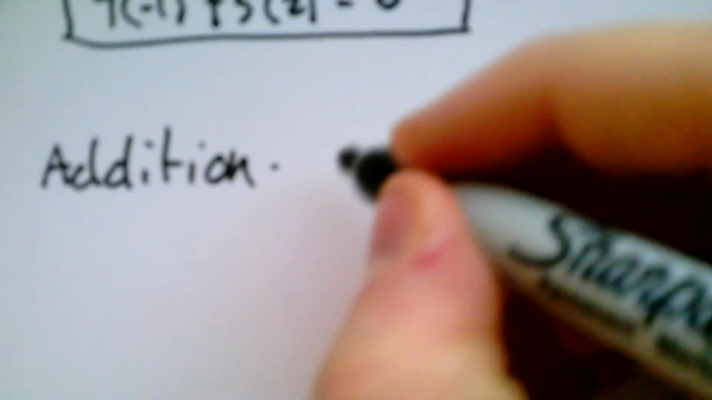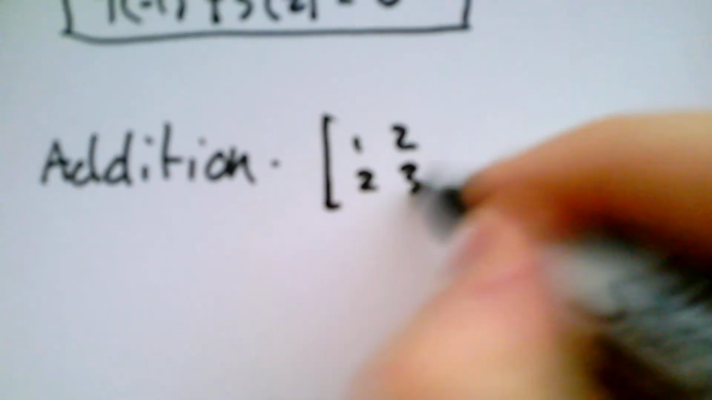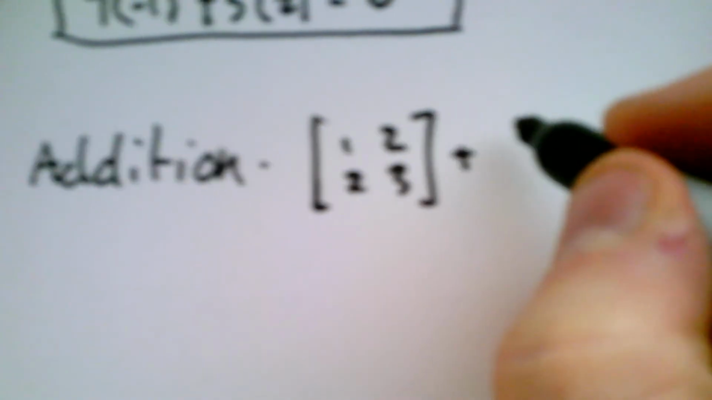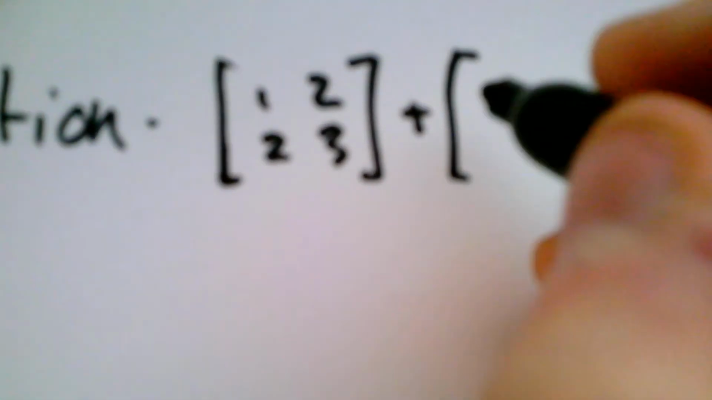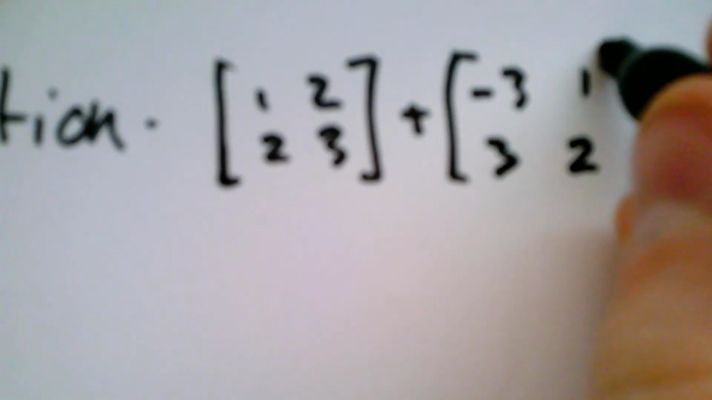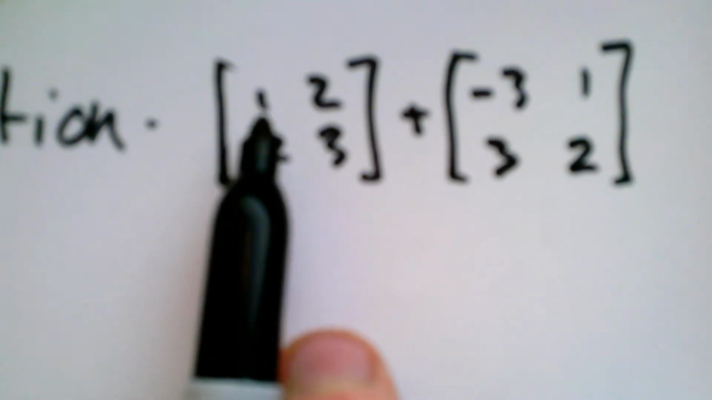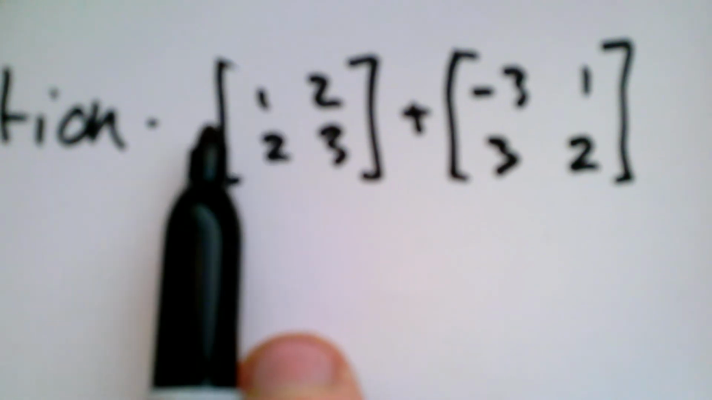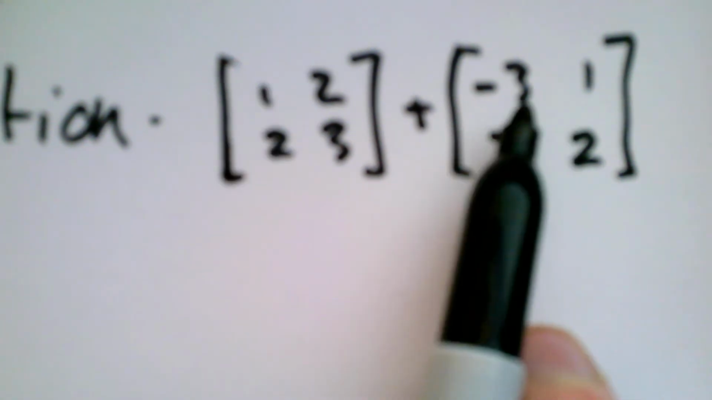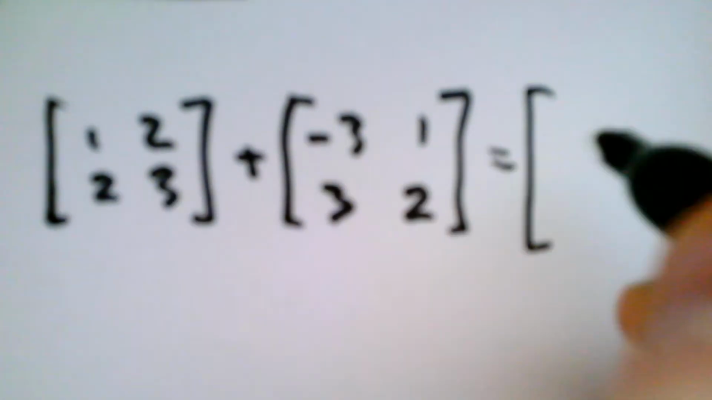But if you do have matrices that are the same dimensions, like the 2 by 2 matrix we had earlier, 1, 2, 2, 3, and we're adding another matrix, let's say -3, 1, 3, 2, then you add them component-wise. This is the 1, 1 entry because it's in the first row, first column, and you add it to the 1, 1 entry here, and you get 1 minus 3 is -2.